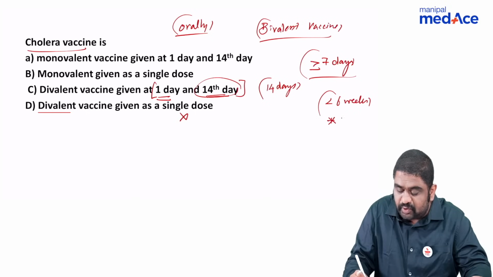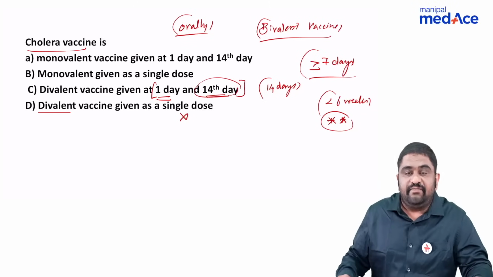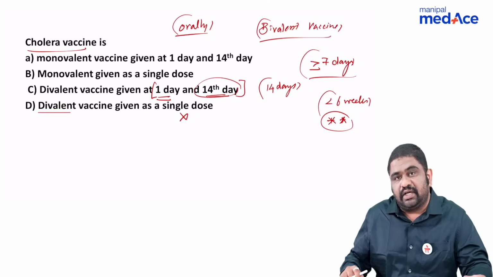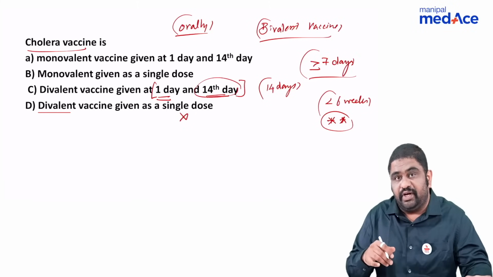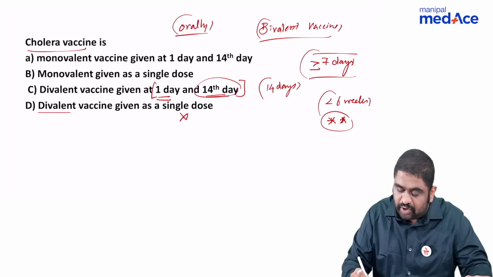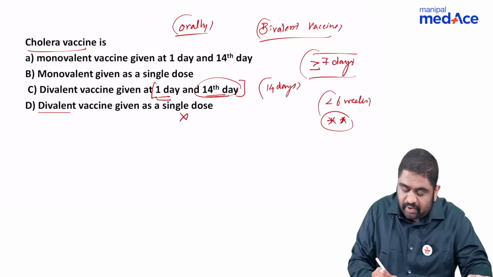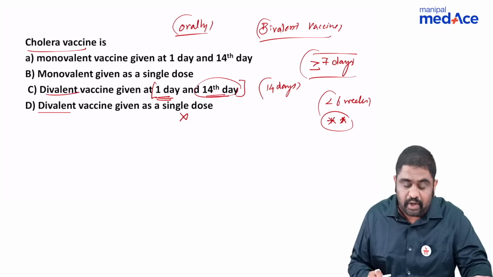Ideally, it should be less than 6 weeks. These are the 2 points you have to remember, because if you take more than 6 weeks, the effect of the first vaccine will start fading. But if you give it within 7 days or less than 4 or 5 days, you have not given enough spiking effect of the second antigen. So give it after more than or equal to 7 days, but ideally on the first day and on the 14th day. Divalent vaccine, 2 strains of O1 and O139.